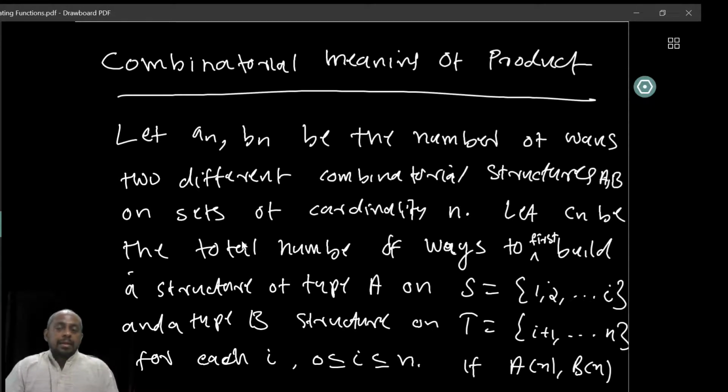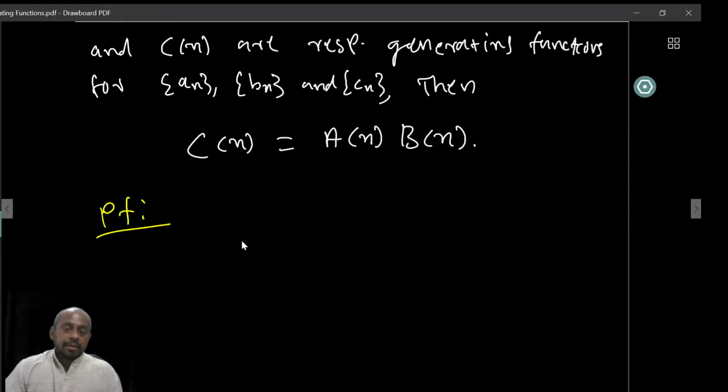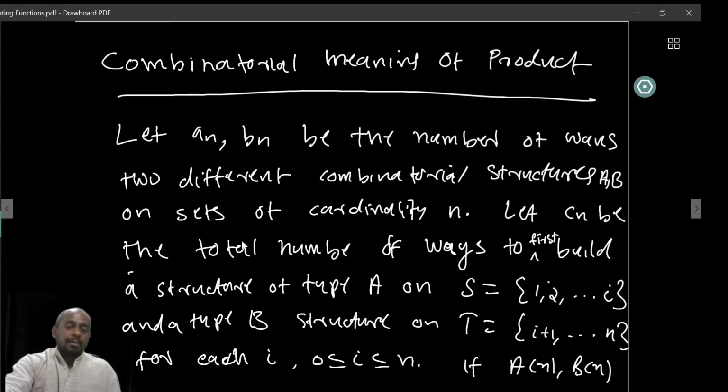So then suppose a of x and b of x are the generating functions, and c of x is the generating function for the cn. Then the theorem says that c of x is equal to a of x times b of x. So basically, the product of the generating functions represents the sequence that you obtain by this procedure.